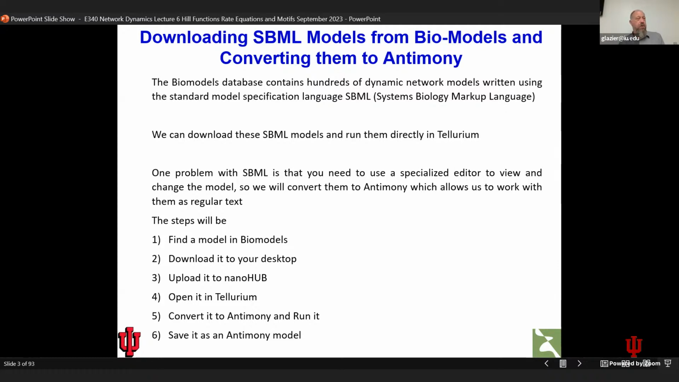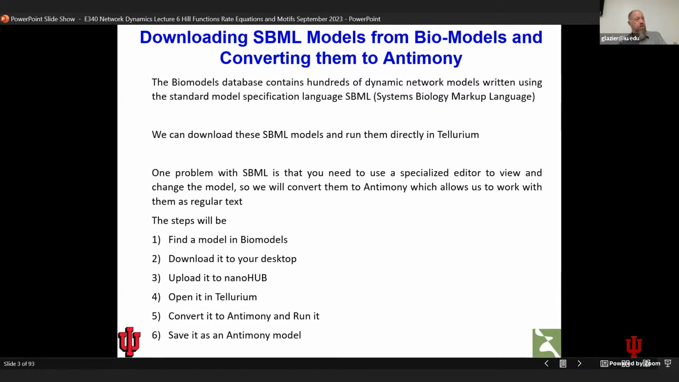It also has exporters for other languages. You can export to MATLAB code. You can export, I think, to C++. You can export to Mathematica. And so what you can't always do is import, but you can export. And so I wanted to show you quickly and run a little exercise to find a model in the BioModels repository, download it.